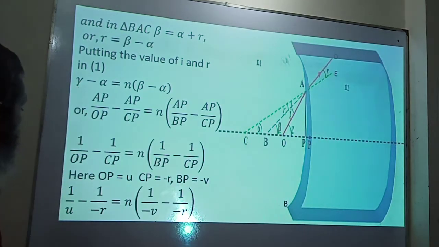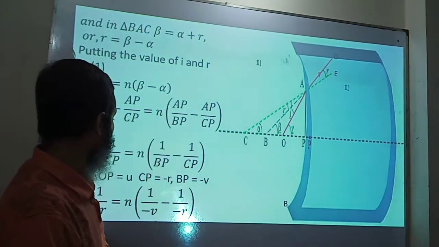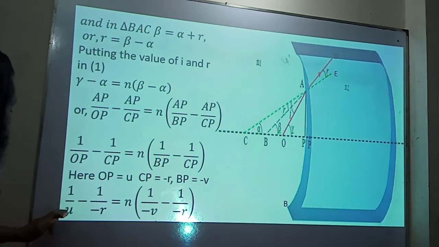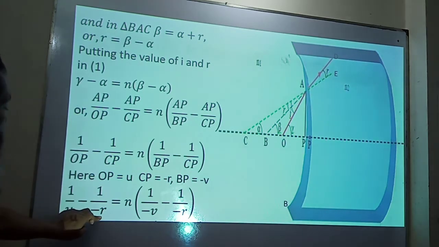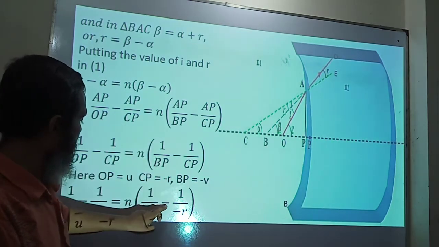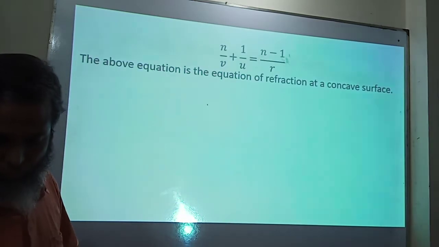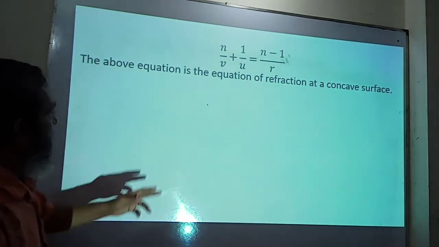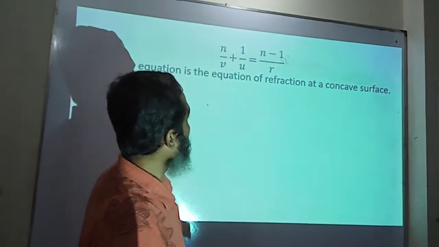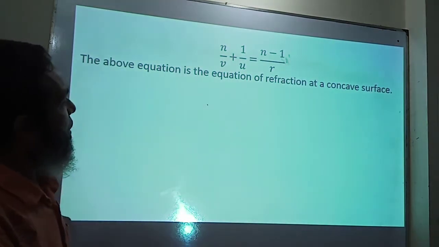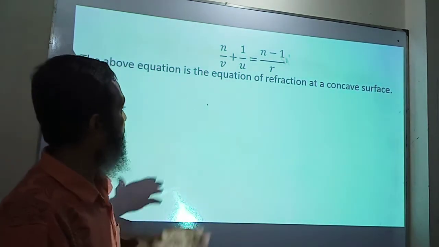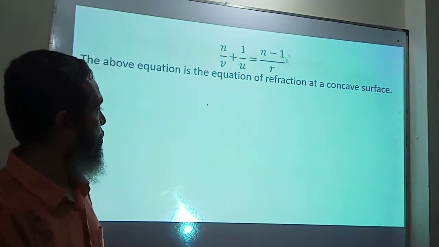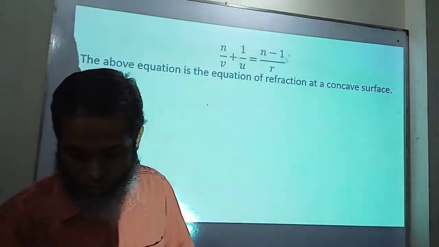Now we can put the value of OP is equal to u, CP is equal to minus R, BP is equal to minus v in this equation. So 1 upon u minus 1 by minus R is equal to n into 1 by minus v minus 1 by minus R. So after calculation we get n by v plus 1 upon u is equal to n minus 1 by R. Okay. So this equation is the equation of refraction at a concave surface. We have got the equation of refraction at a concave surface.